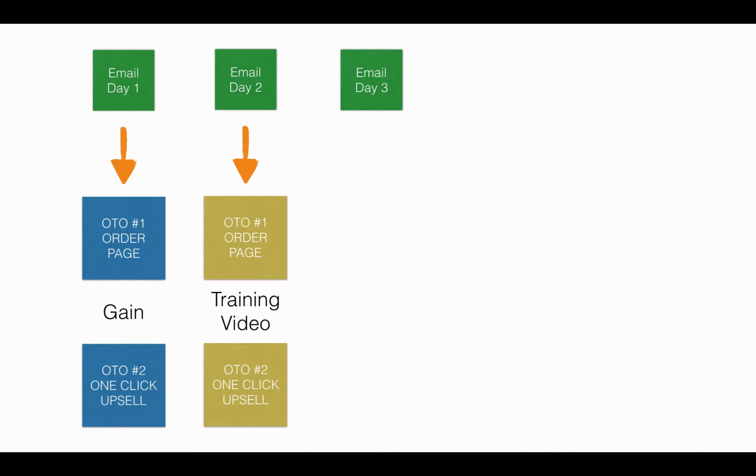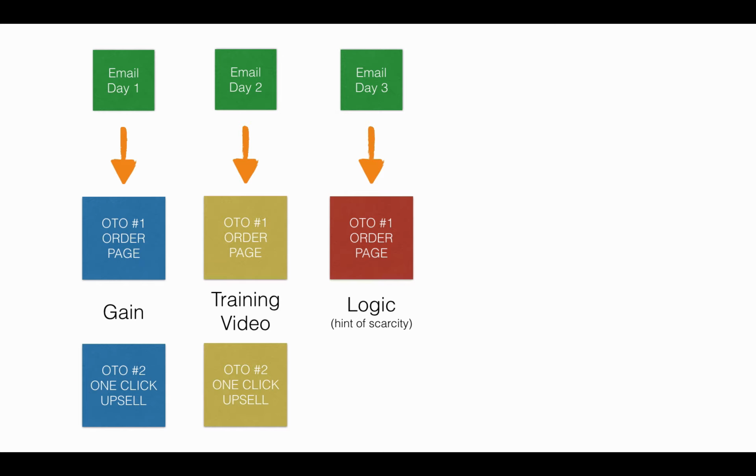Okay, day 3. Is it starting to get redundant yet? Are you starting to see the order? We're going to send them to another 2-page funnel, another order page, but this one is going to use logic and a hint of scarcity. So we're going to let them know, hey, the clock is ticking. This thing's coming to an end. At some point, this is going to end, so you better buy what I have, or you're not going to have another opportunity. So now they buy, that's cool, and then they go to the confirmation page where you can sell them something else.